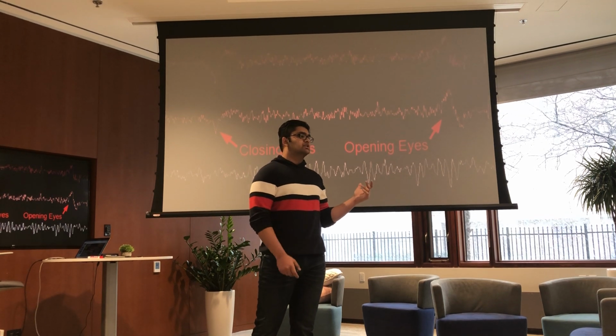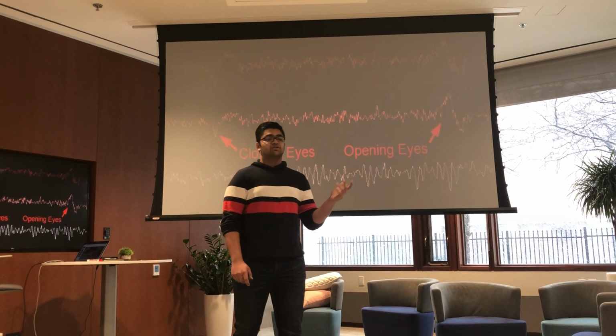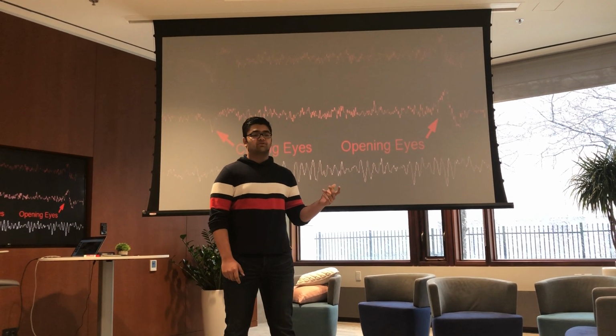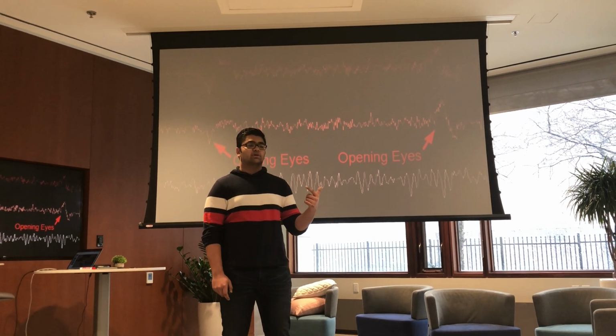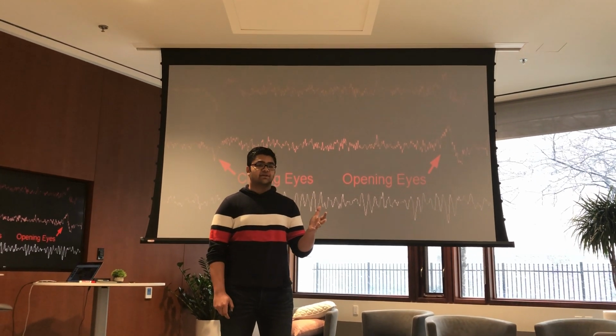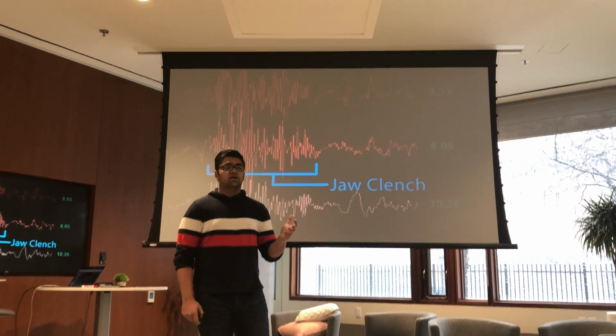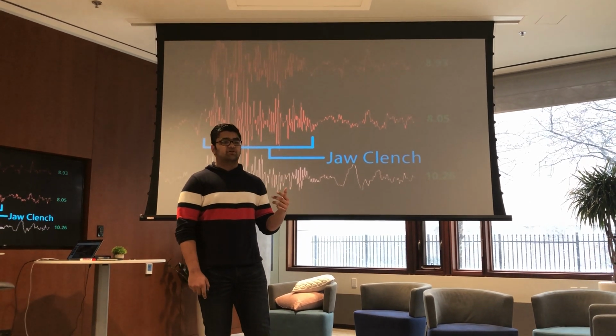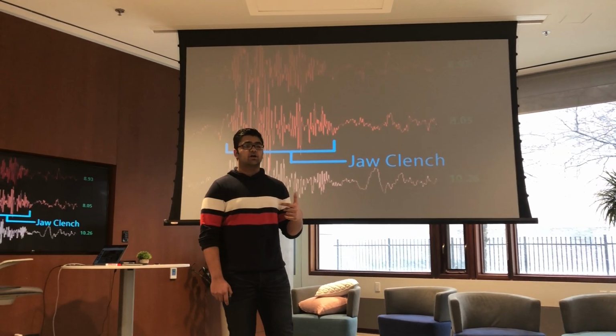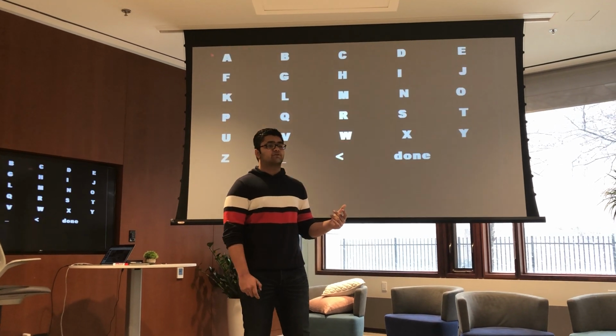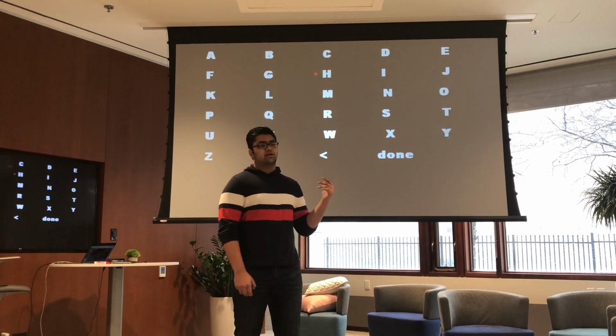So this is what EEG data looks like. You can see whenever someone closes their eyes or opens them, it produces spikes in the data that we can detect. And when they clench their jaw, it produces a large amount of interference because of the electrical signals from your jaw, and that's also really easy to detect. So this is what the app looks like.